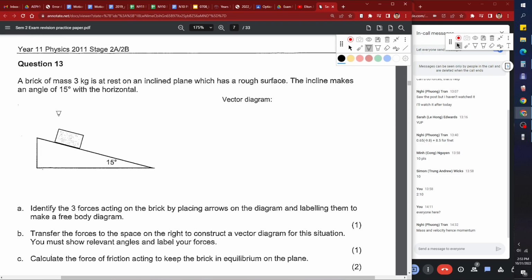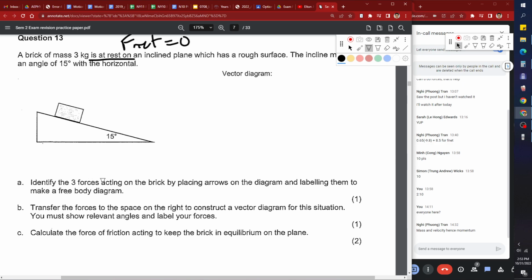Okay, so we have this brick. It's 3 kilograms. It's at rest at the moment, so that means F net equals 0 right now, okay? Which has a rough surface. The incline is 15 degrees to the horizontal. Identify the 3 forces acting on the brick by placing arrows on a free body diagram here, okay?